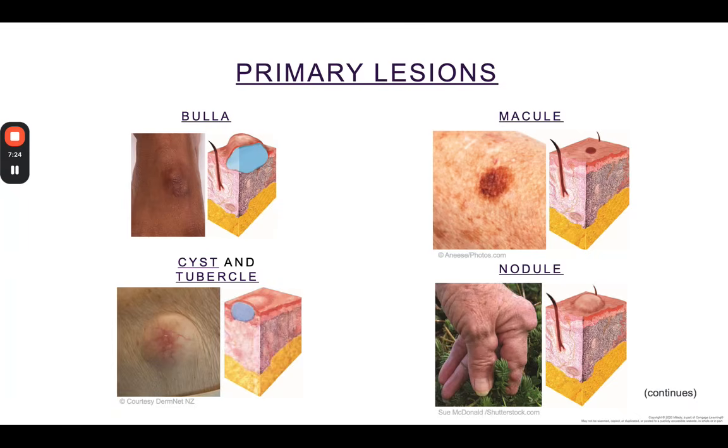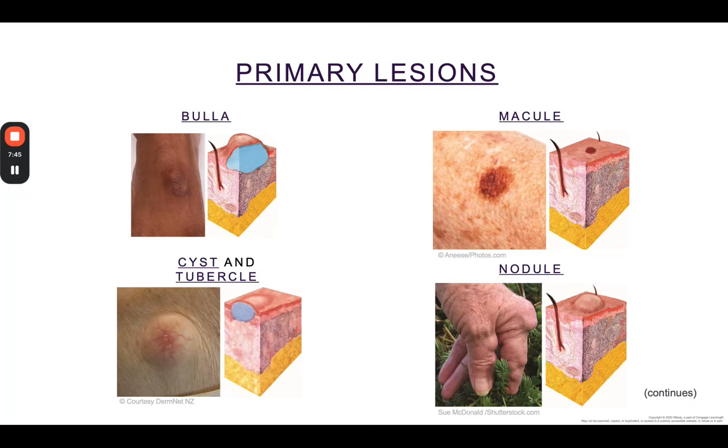So again, make sure that you're writing down the characteristics of these lesions because you may see these on your state board exam. You may see them on your chapter exams for your class or your course. And then you also want to be able to identify these in your treatment room.